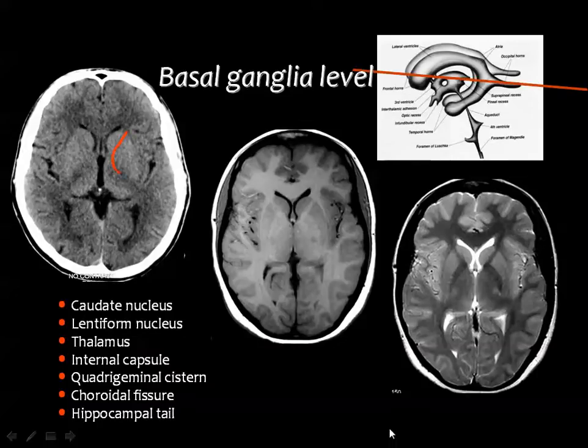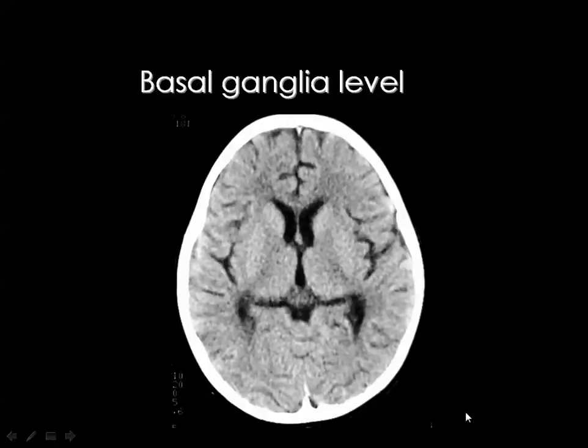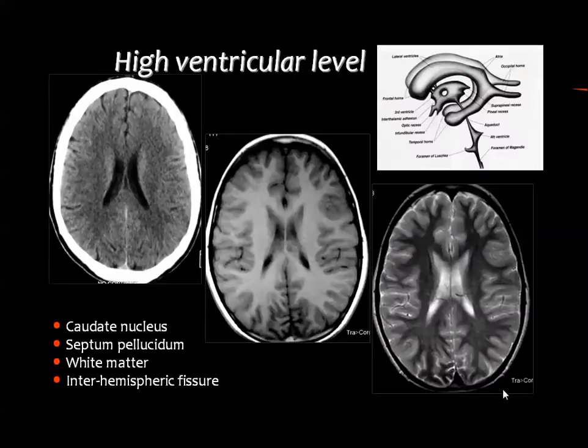Then this is the internal capsule in the CT image. If you are asked about this structure, you can say this is the caudate nucleus, and this structure is the lentiform nucleus, and here you can see the left thalamus, and in between these structures you can appreciate the internal capsule. Then if you go up, you are cutting in the body of the ventricle, and this is CT, MRI T1, MRI T2. And here is the body of the left lateral ventricle.